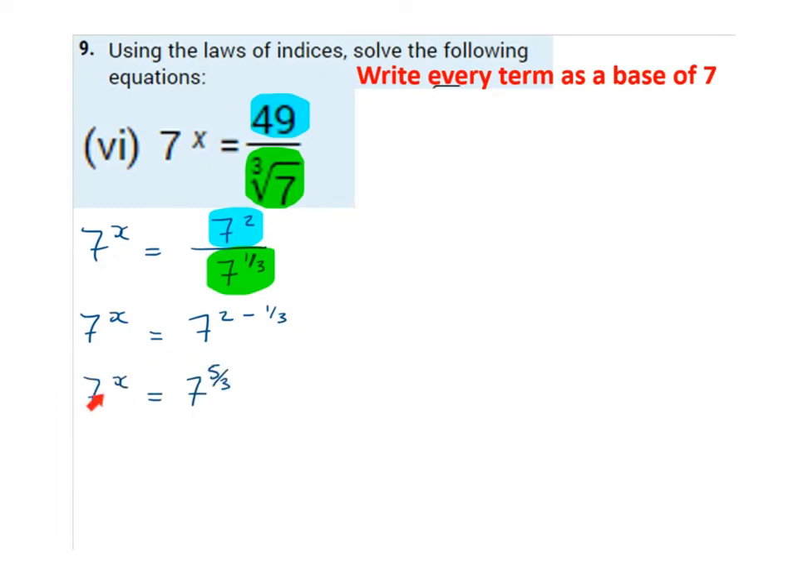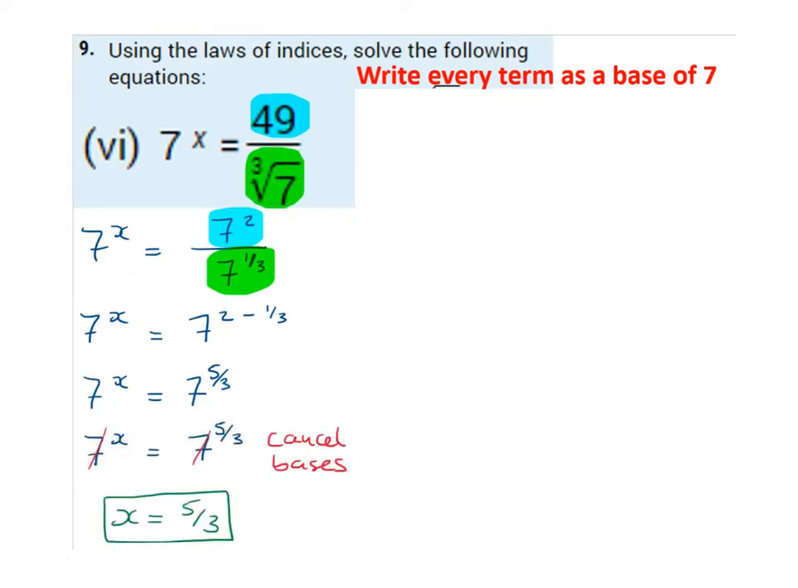So we have 7 to the power of x on the left of the equal sign and 7 to the power of 5 over 3 on the right. Now that the bases match, we can cancel the bases. So we have x is equal to 5 over 3.